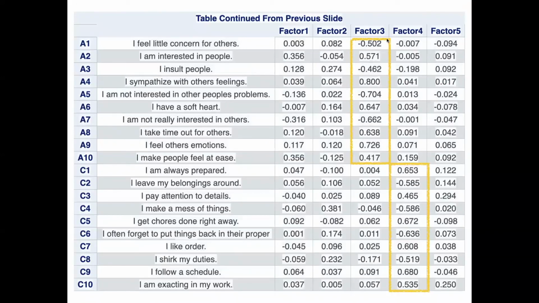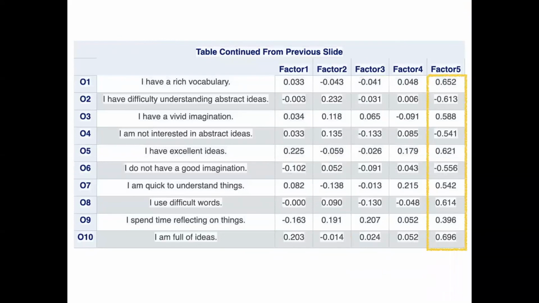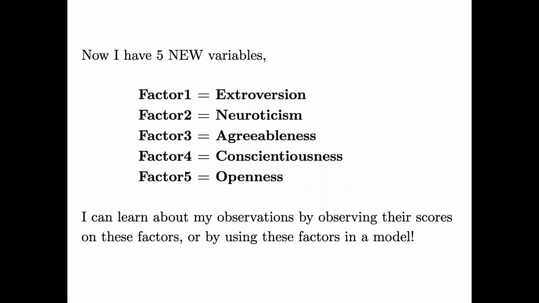Next, I have agreeableness on factor 3, conscientiousness on factor 4, and openness on factor 5. So now I have these 5 new variables, these latent variables. Factor 1 is a variable for extroversion. Factor 2, a variable for neuroticism. Factor 3 for agreeableness, 4 for conscientiousness, and 5 for openness.